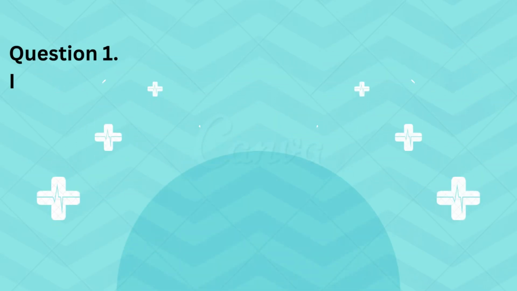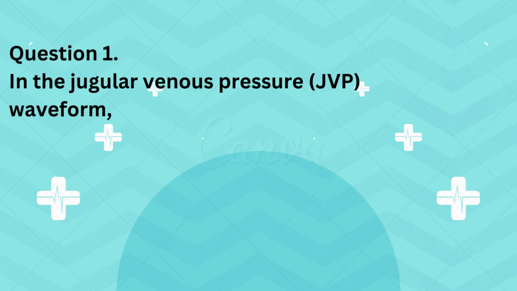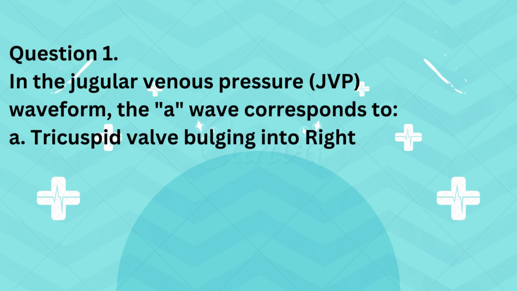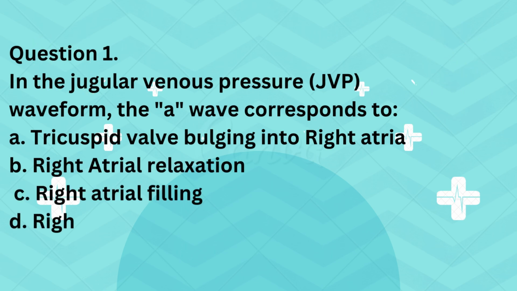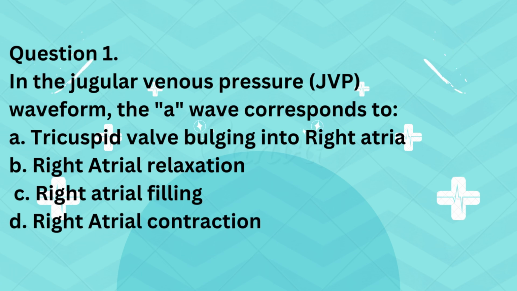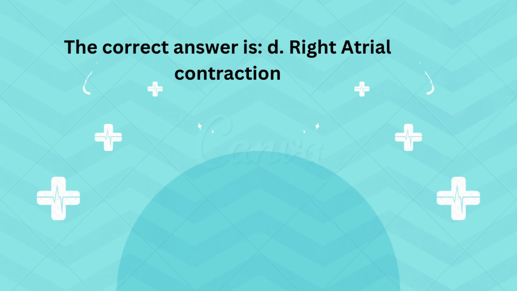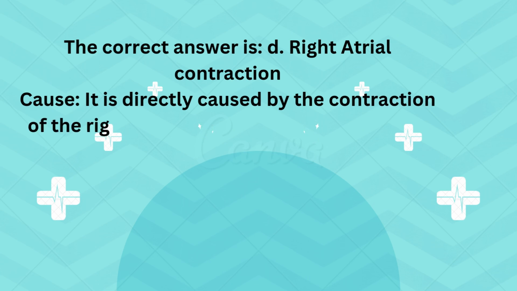Question 1. In the jugular venous pressure, JVP, waveform, the A wave corresponds to: A. Tricuspid valve bulging into right atria. B. Right atrial relaxation. C. Right atrial filling. D. Right atrial contraction. The correct answer is D. Right atrial contraction. Cause: it is directly caused by the contraction of the right atrium.